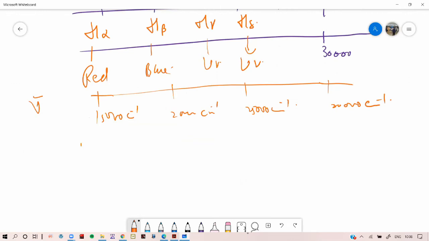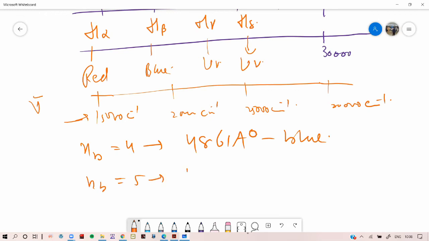The next line in the series is Nb equal to 4. This line occurs at 4861 angstrom, and it is blue. You can convert this into wave number using the earlier expression. Nb is equal to 5 occurs in the violet, and the series limit occurs at 3646 angstrom.